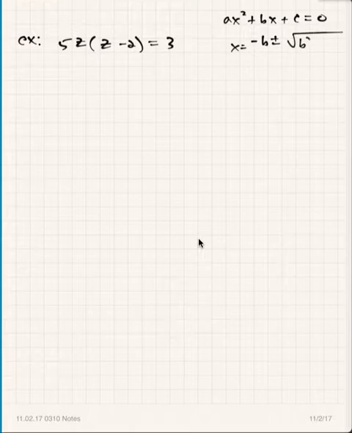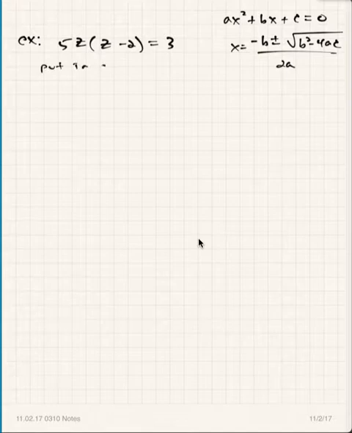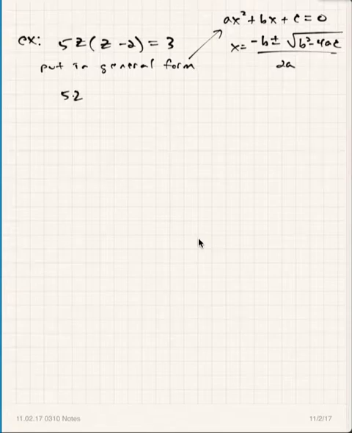And so if it's not in that form, then you've got to put it in that form. And so that's what I've got to do in this problem. I've got to put it in general form. All right, that form right there is what we need. So you multiply through by 5z. So you have 5z squared minus 10z equals 3. And then you subtract 3.